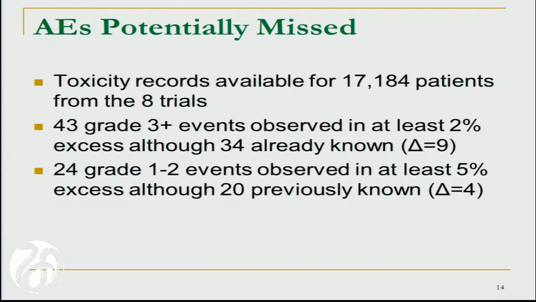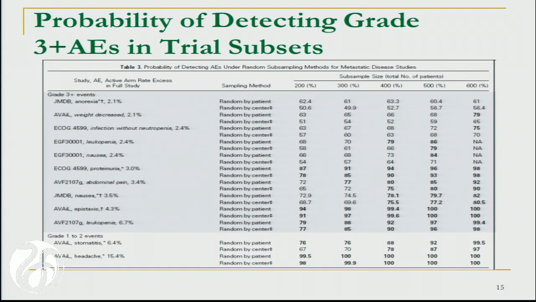And for grade 1 and 2 events, the delta was 4. We observed 24 grade 1 and 2 events that were observed with at least a 5% greater frequency in the treatment compared to the control arm, although 20 of those 24 were already previously known adverse events. So a lot of safety data collected for a very little bit of incremental information.